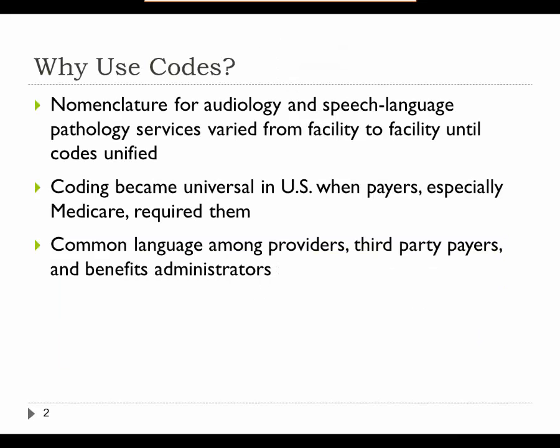Healthcare codes establish a universal language among those who provide the services, such as audiologists and speech-language pathologists, who bill for the services; such as hospital coders, who cover the services; such as employee health insurance plans, and who pay for the services, such as Medicare, Medicaid, Blue Cross Blue Shield, and Aetna. Medicare first required the use of diagnostic codes for diagnosis-related groups, DRGs, as part of the first prospective payment system in the early 1980s.